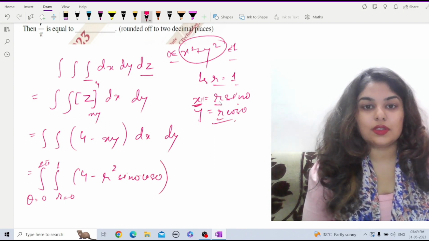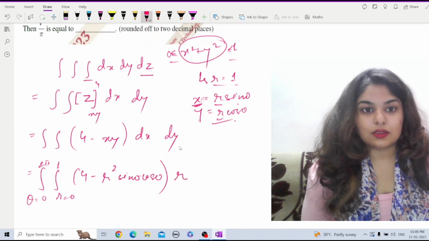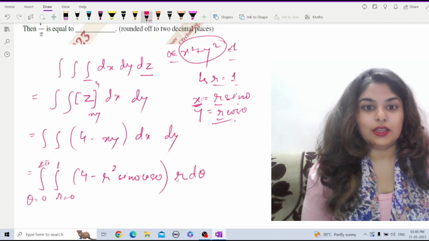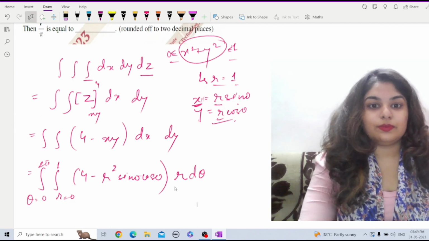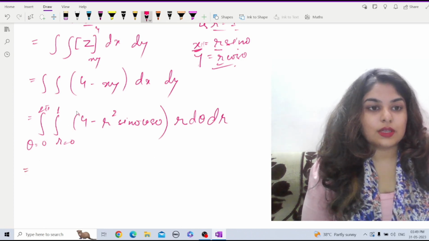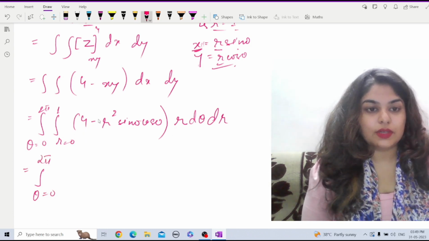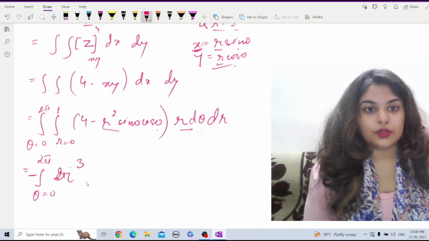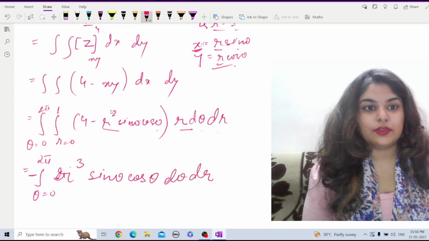and if you know, dx dy can be written as r d theta dr. Now this can be written as theta from 0 to 2 pi, and for theta we are going to multiply, that is r cube sine theta cos theta d theta dr. So there is a minus here, minus of r cube sine theta cos theta d theta and dr.